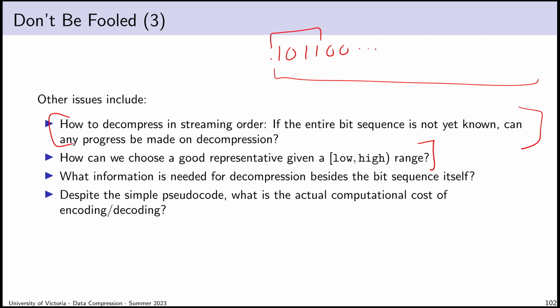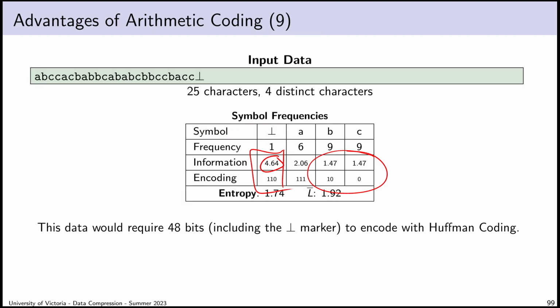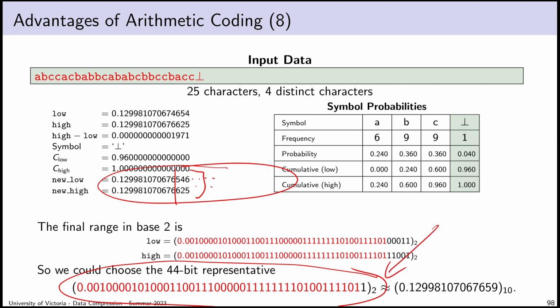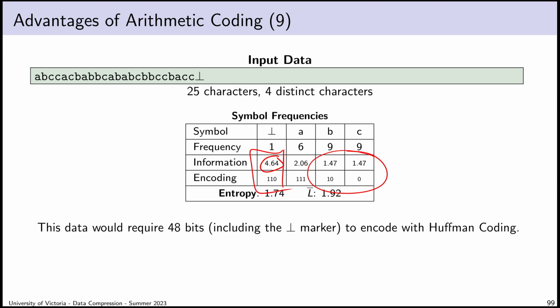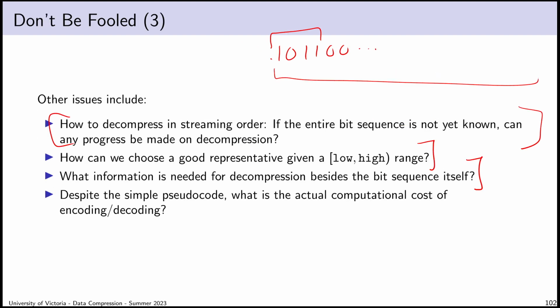We'll talk about that in the next lecture. And then what do I need to perform decompression besides sending you that bit sequence? So for example, I said I can send you this 44-bit representative. Is that all you need? In Huffman coding, when I say I can encode this into 48 bits, that's not all I need. The data can be encoded into 48 bits, and the decompressor still needs my encoding table or a length table or something. So what is the equivalent overhead for arithmetic coding? It's going to turn out that it's the probability table.